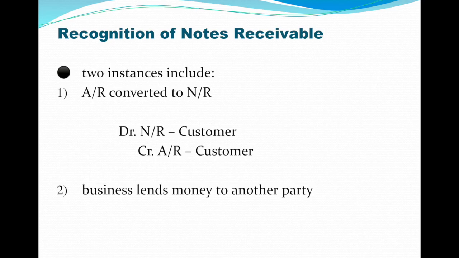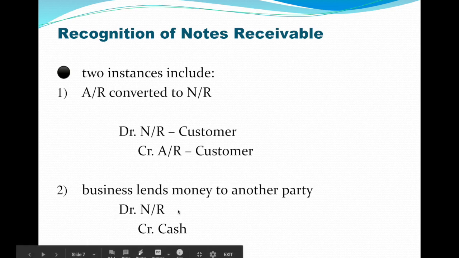Okay. Businesses lend money to another party. So in this case, if you're the lender, this entry is made from the point of view of the lender. So in this case, you'd be creating a notes receivable, which is an asset, and you're giving them a loan of cash. So you're losing cash, so you're crediting cash.